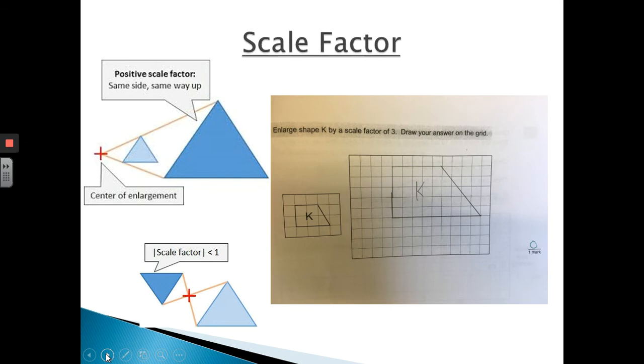Also, scaling brings in the inverse relationship. A negative scale factor means to divide. So for example, if we wanted to do a scale factor of a half, that would be divide by 2. The children need to have understood that multiplying by a half is the same as divide by 2, and multiplying by a quarter is the same as divide by 4.